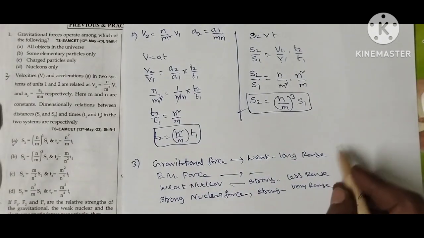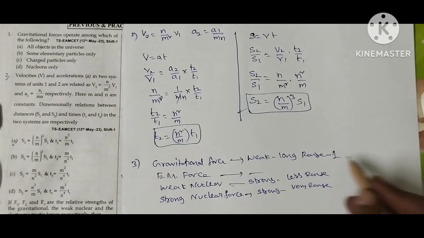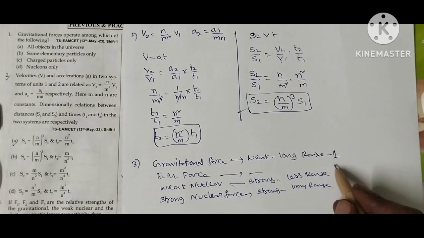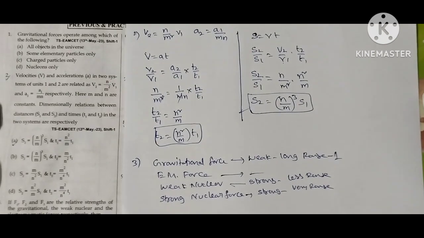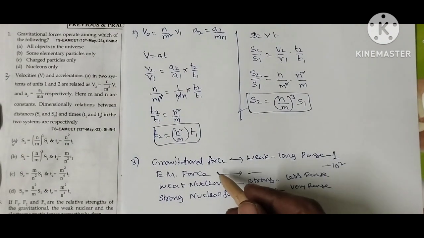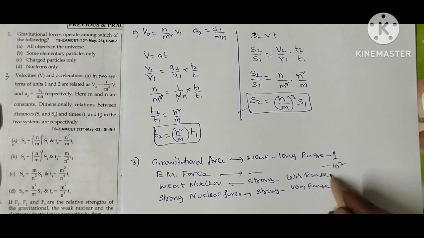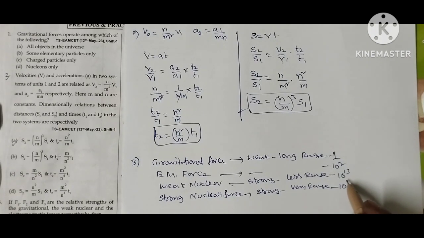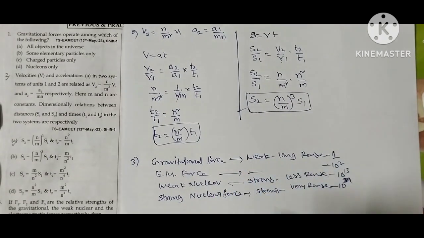If you compare them, let us say gravitational force is 1, then electromagnetic force is around 10 power 2, that means more than that of gravitational force. This is 10 power 13, and this is 10 power 39. In some books they gave 38 also, 39. So this is the comparison of them.